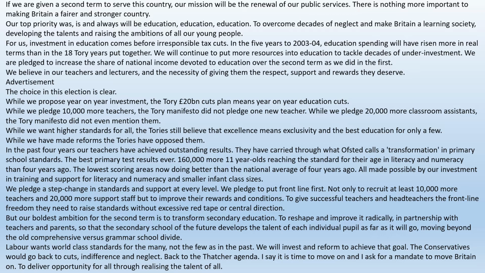The choice in the election is clear. While we propose year-on-year investment, the Tory 20 billion cuts plans means year-on-year education cuts. While we pledged 10,000 more teachers, the Tory manifesto did not pledge one new teacher. While we pledged 20,000 more classroom assistants, the Tory manifesto did not even mention them. While we want higher standards for all, the Tories still believe that excellent means exclusivity and the best education for only a few. While we have made reforms, the Tories have opposed them.